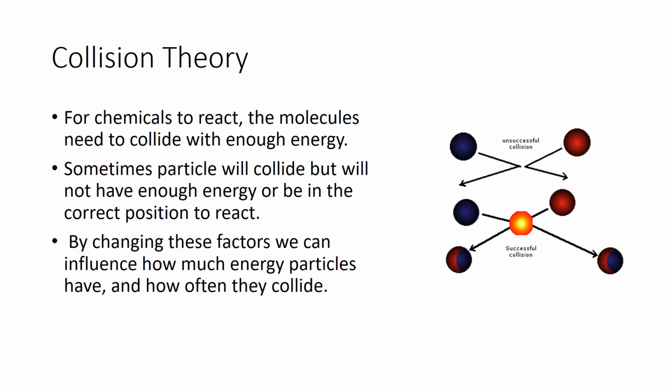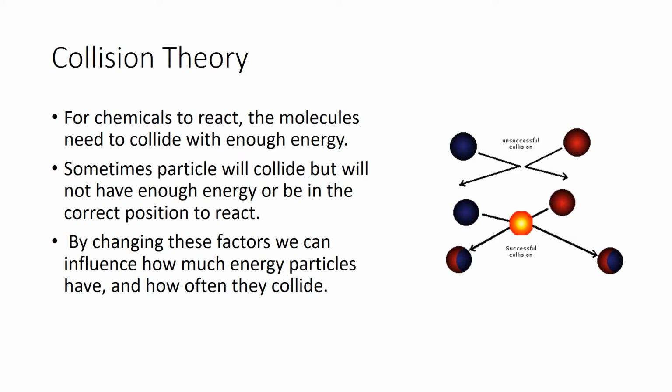So just to give you another brief overview over collision theory, because this is what underpins everything that we're going to be doing today. So collision theory states that for chemicals to react, the molecules need to collide with enough energy. So when we put two reactants together, those particles inside those reactants are going to collide, and if they have a successful collision, a new chemical product will be made. If they have unsuccessful collisions, then they will just simply bounce off of one another.